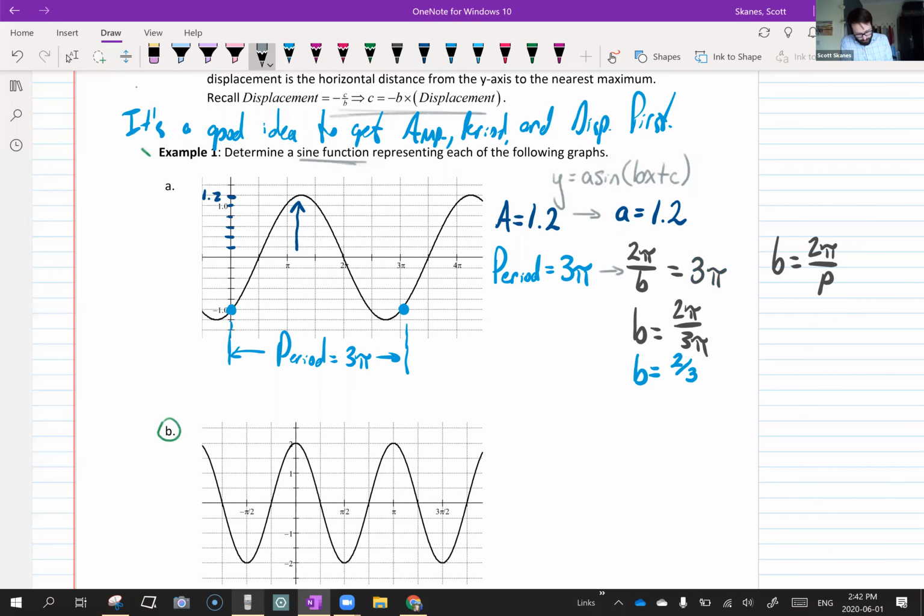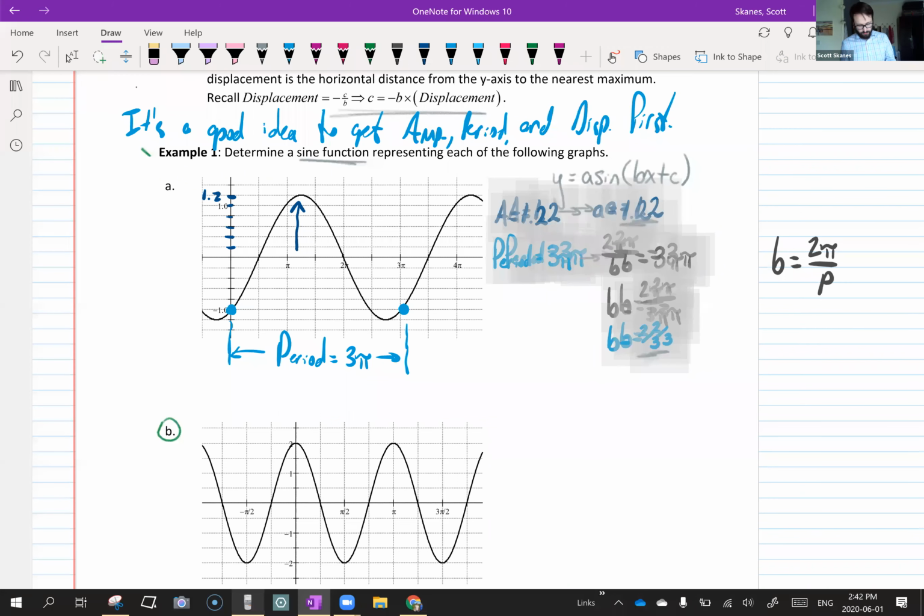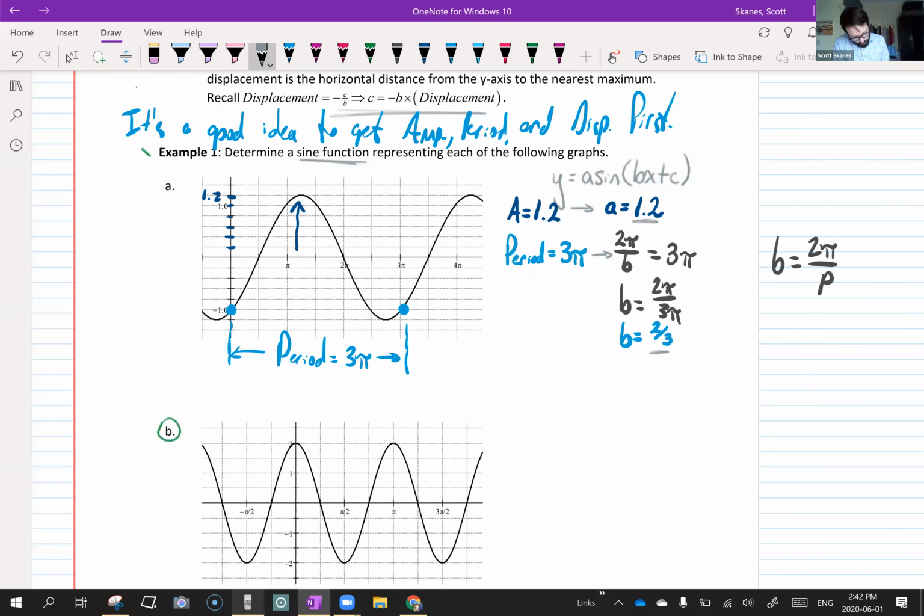So we have A, we have B. All we need to get now is C. I'm going to give myself a little more space. I didn't think ahead well enough. So I can do C. How do I get C? Well, I said earlier there's three things to get: amplitude, period, and displacement.